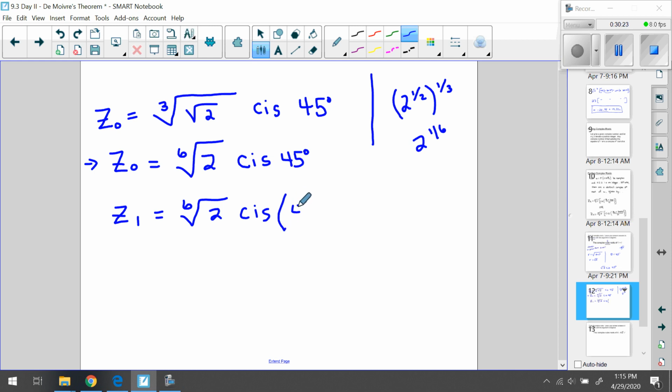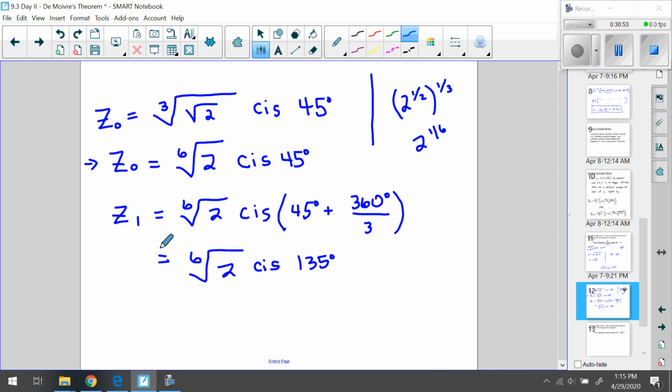Take that angle 45, whatever your starting angle is, and then you take 1 revolution and you just divide by n. Since we're finding the third root, we're going to divide by 3. To simplify that, we'll have the 6th root of 2 times cis, and you take 45, add 120, and that puts us at 135. This will be our second root. I know it's called Z1, but it's how we label our second root.